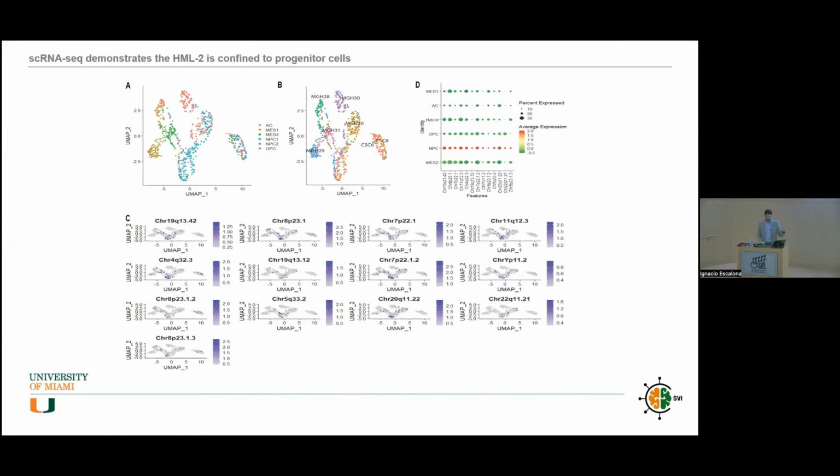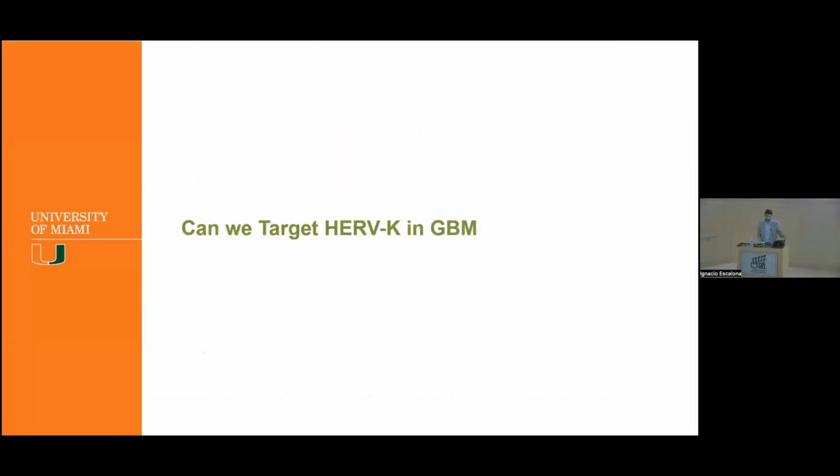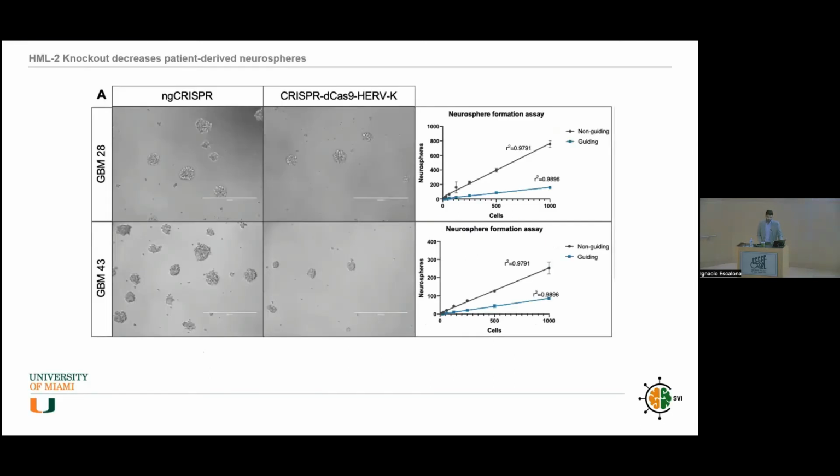This was a very small cohort of cells, but we're trying to replicate this in a larger group as well. It gives us proof of concept that this contributes to the stem cell niche. Again, you can use CRISPR and RNA interference to knock down HERV-K in glioblastoma neurospheres. You can use dCas9, which is an allosteric inhibition of the promoter, and you can see neurosphere formation markedly drops off in patient-derived neurospheres.